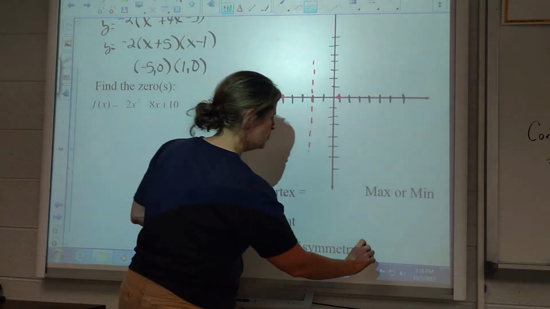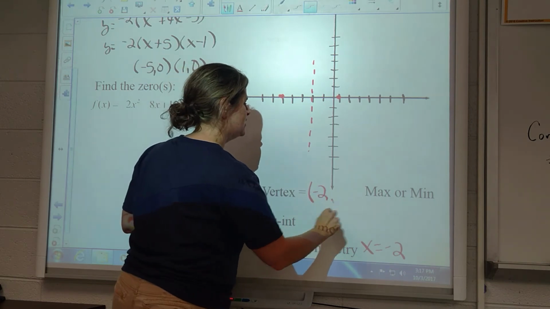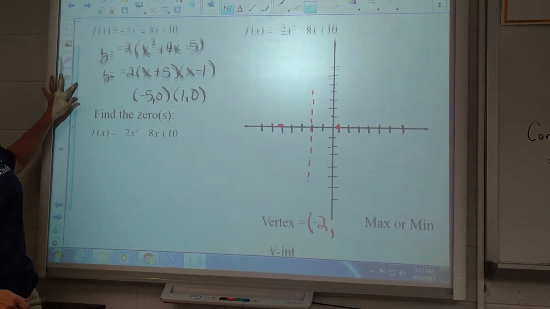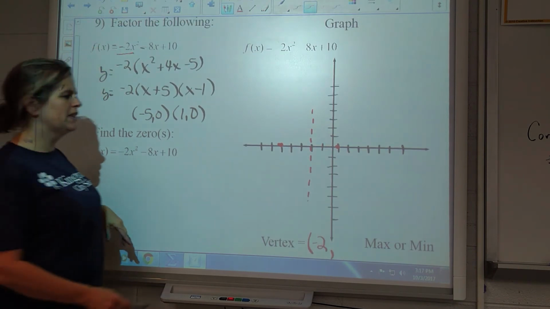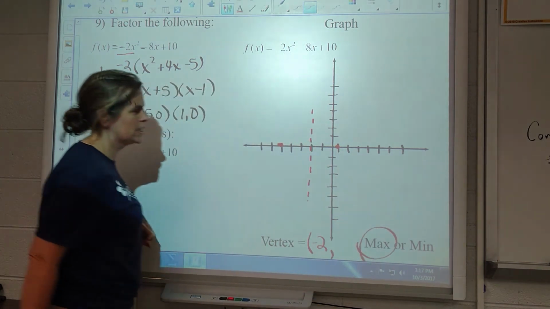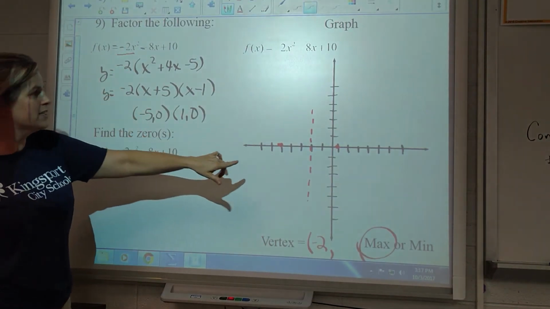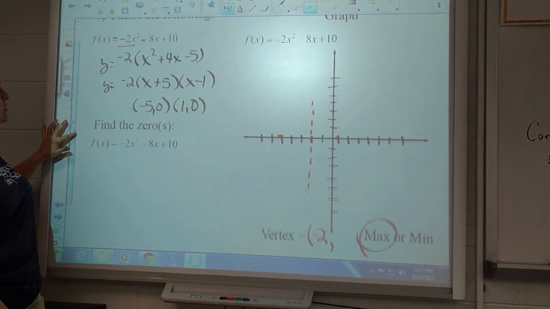All right, so I know my axis of symmetry is x equals negative 2. Vertex has a negative 2 for the x-coordinate. Looking at the standard form, this being negative tells me that it's actually going to be a maximum this time, which means it will open down. Vertex then should be up between those x-intercepts.